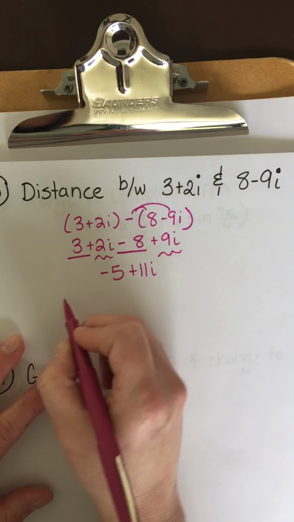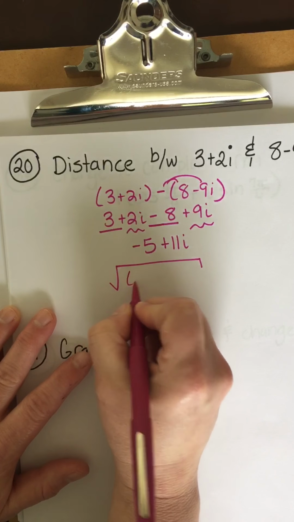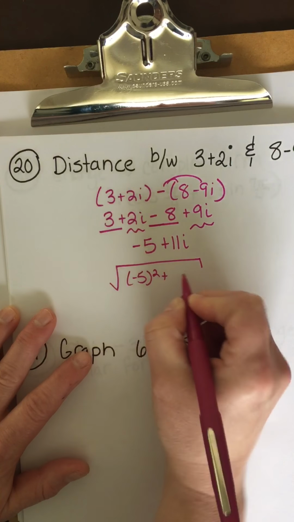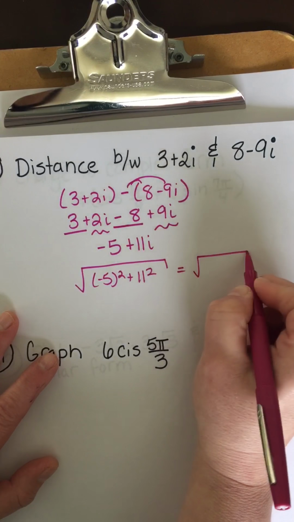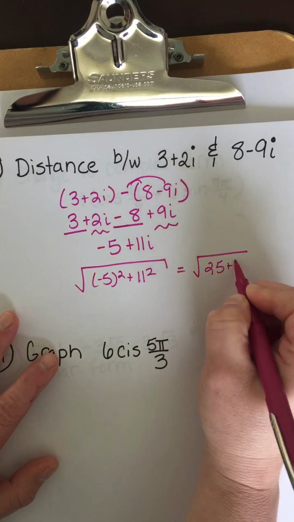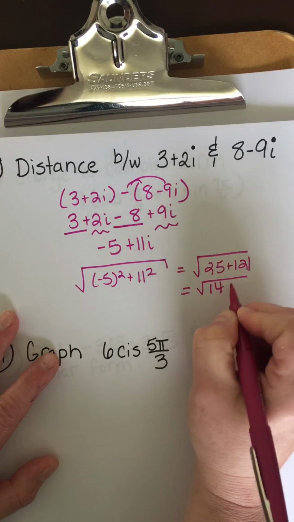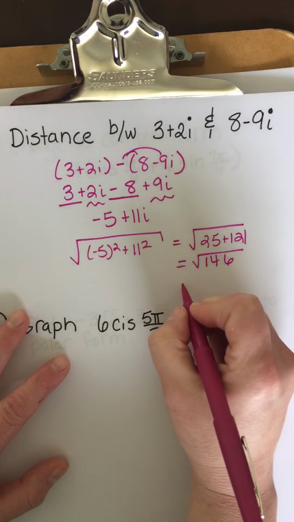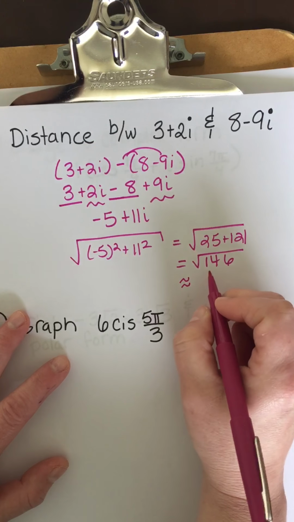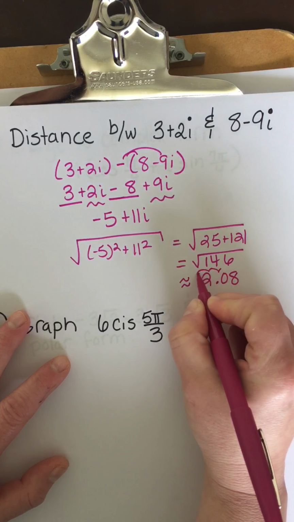All right, and now I'm going to find the modulus, so I'm going to do the square root of negative 5 squared plus 11 squared. That'll be 25 plus 121, which is 146. They actually asked for a decimal rounded to the hundredths place, so I put that in the calculator, and I get approximately 12.08.